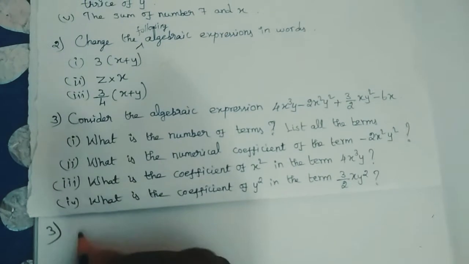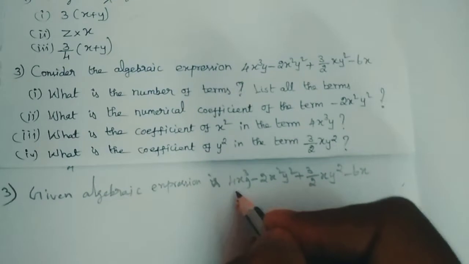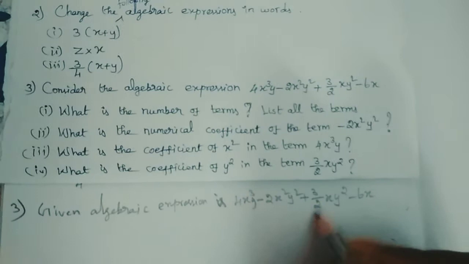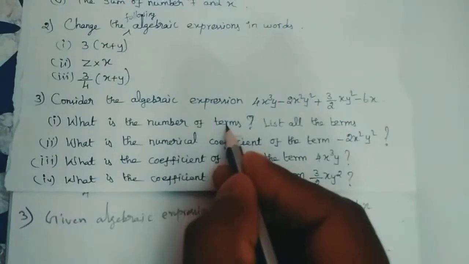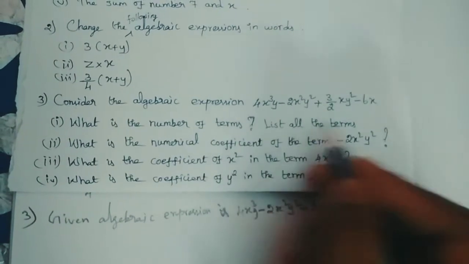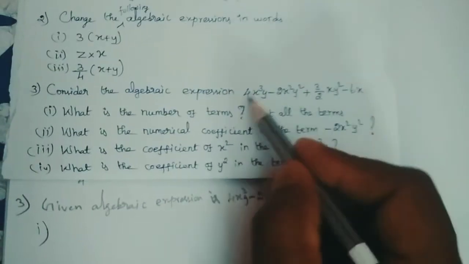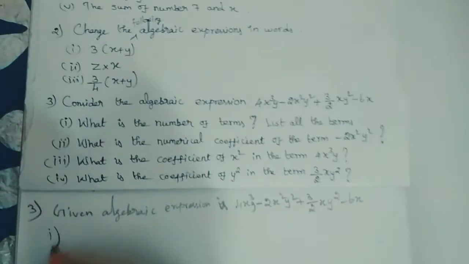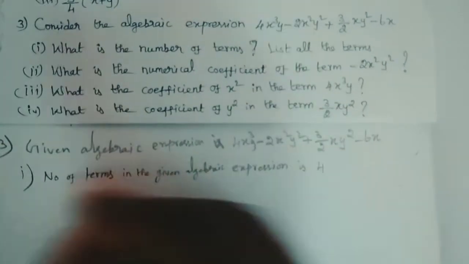So first, the given algebraic expression is 4x cube y minus 2x square y square plus 3/2x y square minus 6x. First question is, what is the number of terms, and then list all the terms. So how many terms are there in the given algebraic expression? 1, 2, 3, 4. Totally 4 terms are there. So the number of terms in the given algebraic expression is 4.